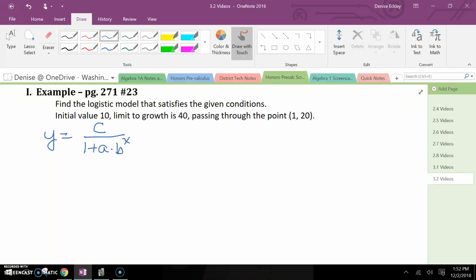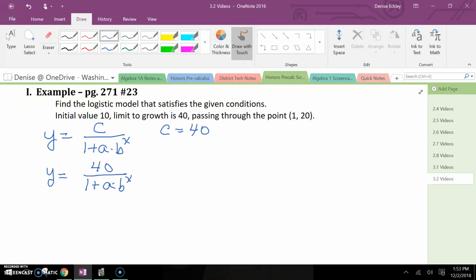So what we want to do is find a, b, and c. Well, c is the easiest one to find since c is 40. C is defined as the limit to growth, so we can fill in 40 for c. Then we can use the two pieces of information to give us the a and the b.